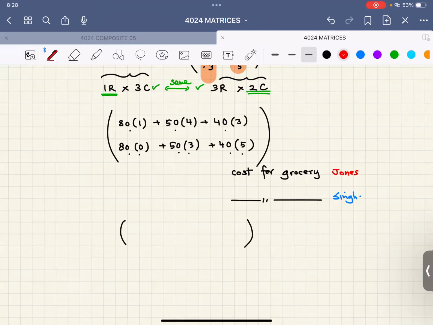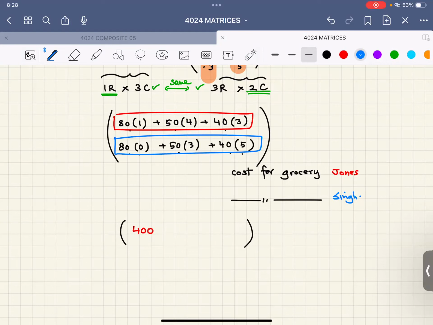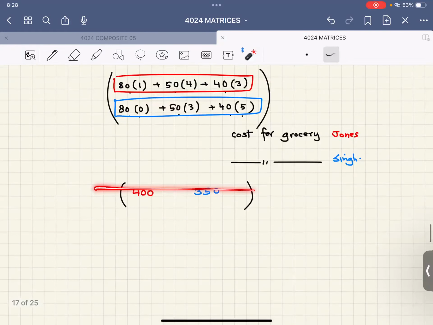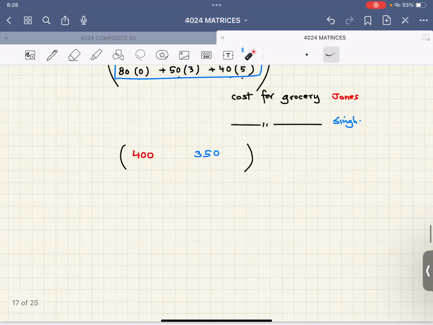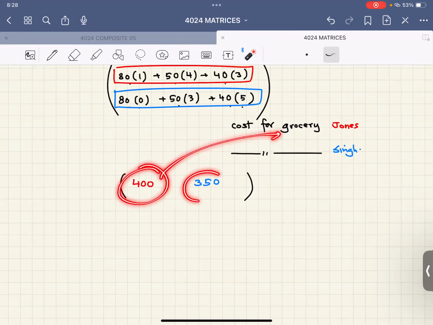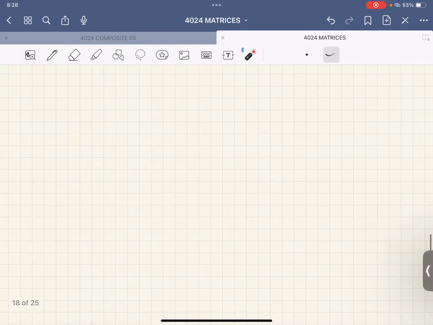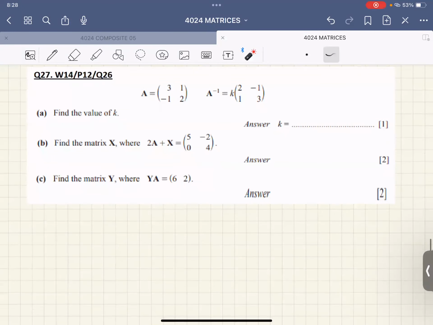So that is 400 for this one. And the other one is for Singh. That is 350 over here. So this is one row and two columns. This is 400 and 350, the total cost for each family's order. That means 400 is for Jones and 350 is for Singh. And there are many more questions like this.